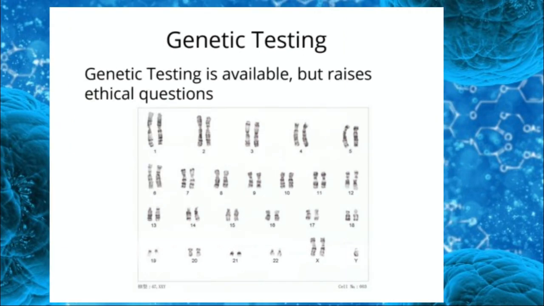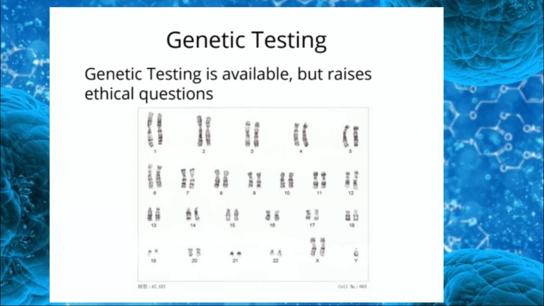Now, for any non-disjunction or other chromosomal abnormalities, there are options ahead of time to know about this, and this leads to genetic testing, which a lot of pregnancies undergo. However, even though it's available, there are ethical questions that go along with it, which we'll talk about another time.